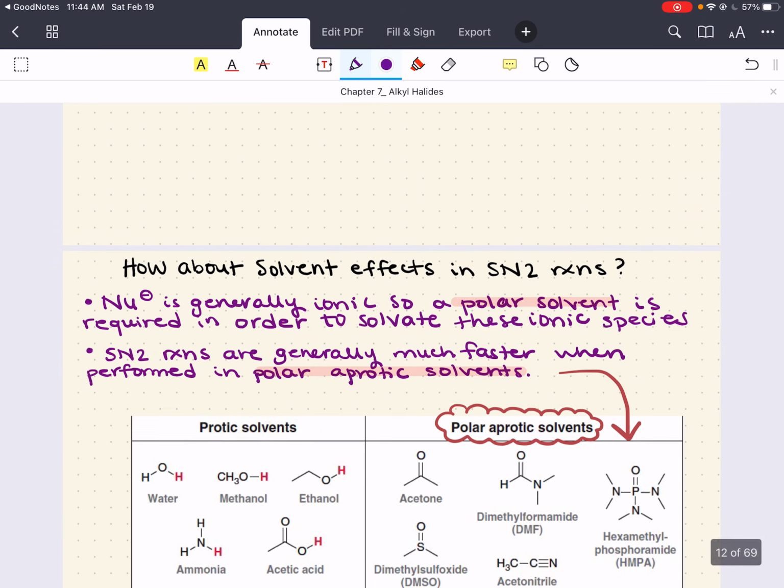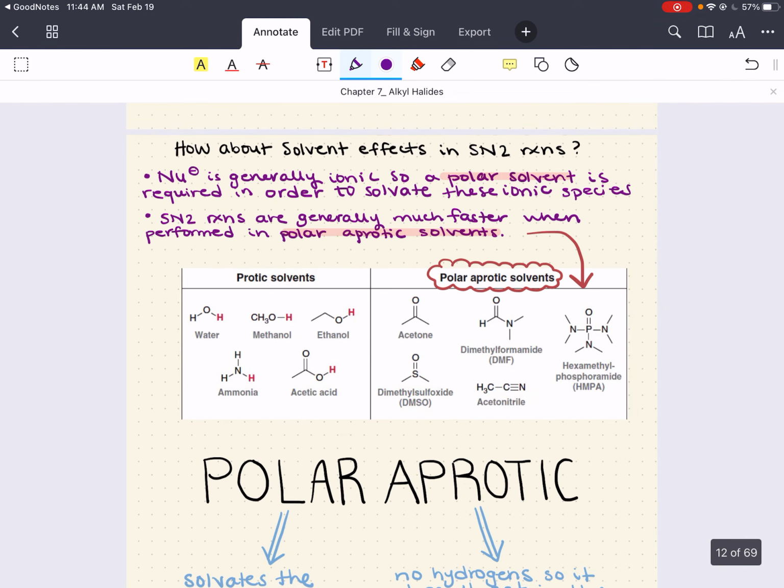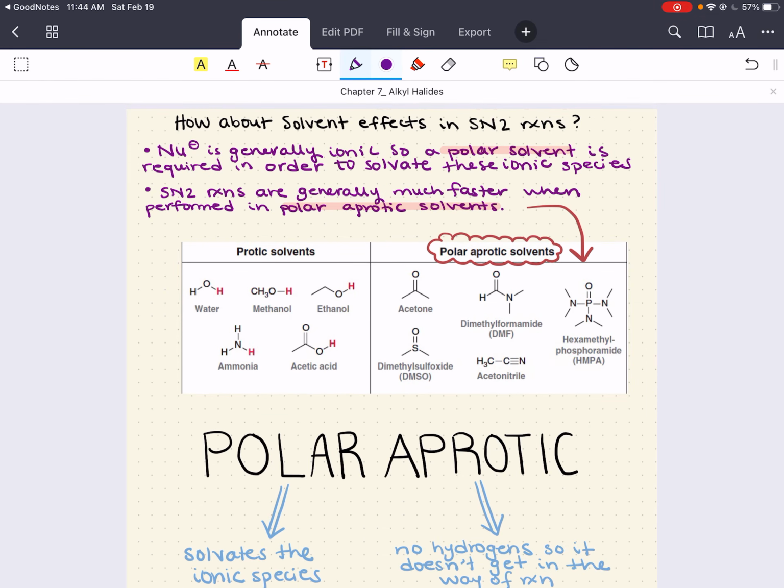Now, one more thing before we wrap up everything we need to know about SN2. We've built this whole profile, and this is going to be the last thing we need for our profile. What are the solvent effects on SN2 reaction? Now, know for SN2, your nucleophile and leaving groups are ionic. So that means polar solvent is required for these reactions. There are 2 types of polar solvents: protic polar solvents and polar aprotic solvents. SN2 reactions are better off and faster with polar aprotic solvents.